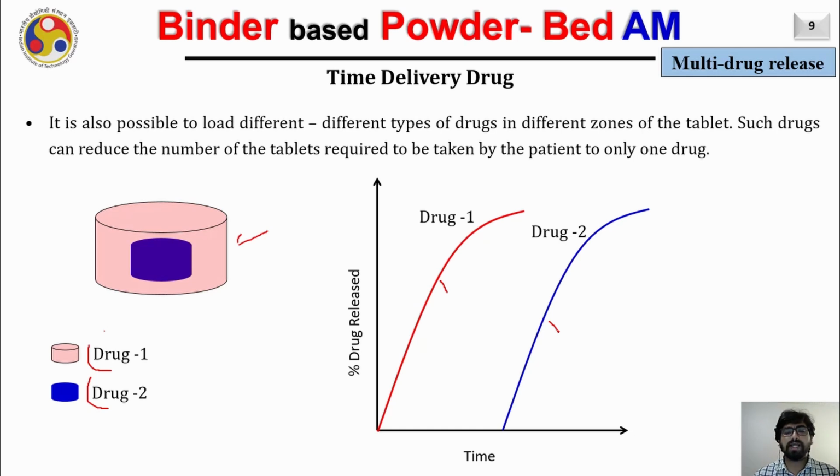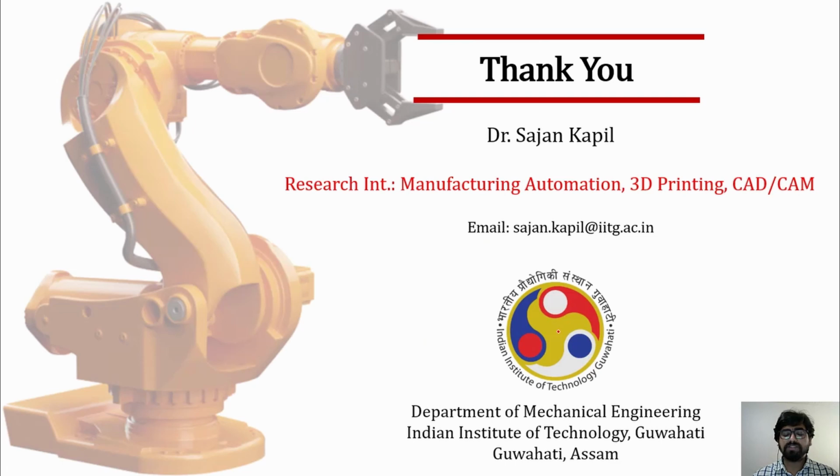Here it can be noted that the different types of drug can be obtained by having multiple binder jetting nozzles on the top. Typically, it has been found that around 30 to 50% of the material can be added from dispensing the binder from the top, while 50 to 70% of the material is always the powder which we are spreading on the bottom, and that acts as a matrix to hold the drug together. So with this, thank you very much, and we have completed the discussion about the binder based powder bed additive manufacturing.